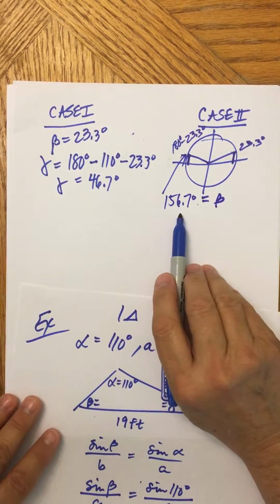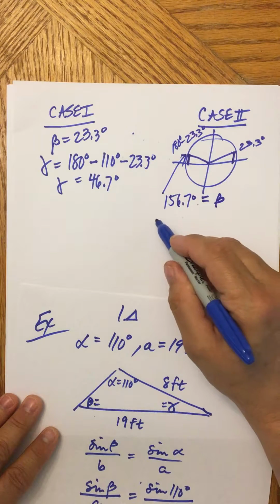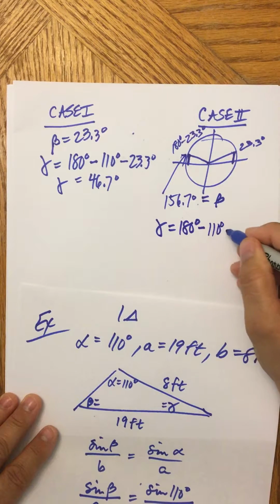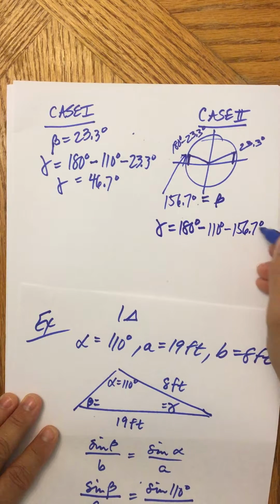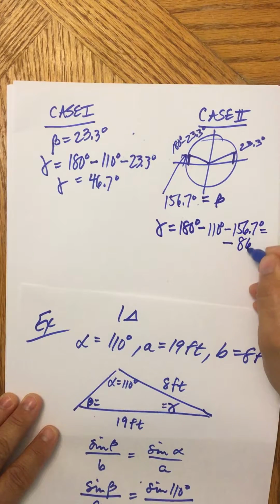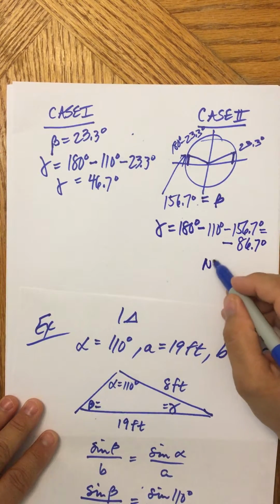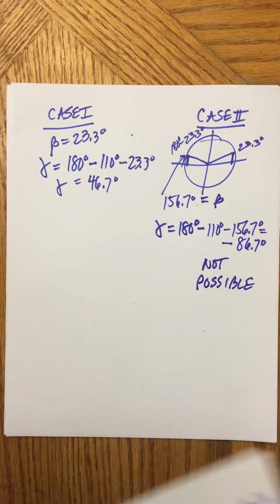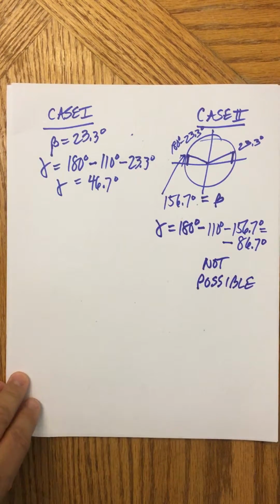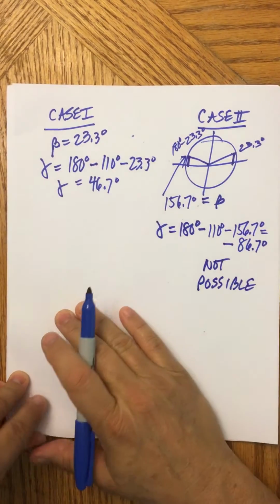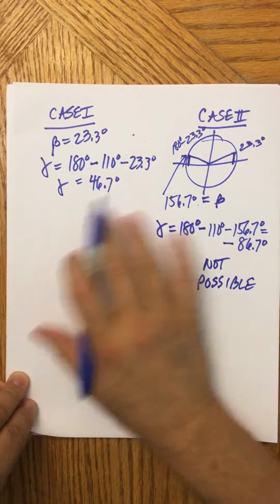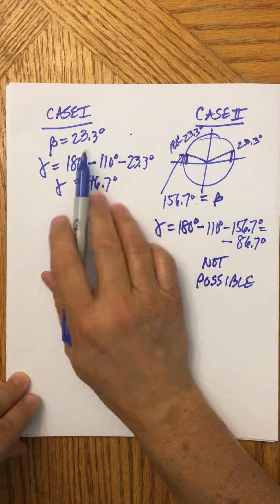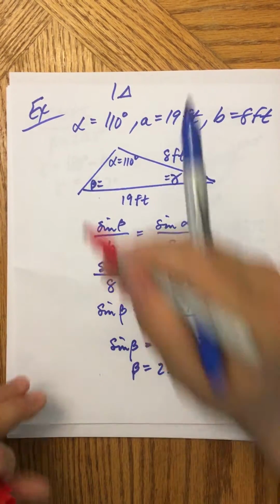And of course, when you look at that, you're like, well, wait a second. That would mean that gamma would be 180 minus 110 minus 156.7, which would end up giving me a negative 86.7 degrees, which is not possible. So I know this second case is not going to be possible, and therefore I only have one triangle. So we proceed with this one and say, if beta is 23.3 degrees, that's what I'll have here.